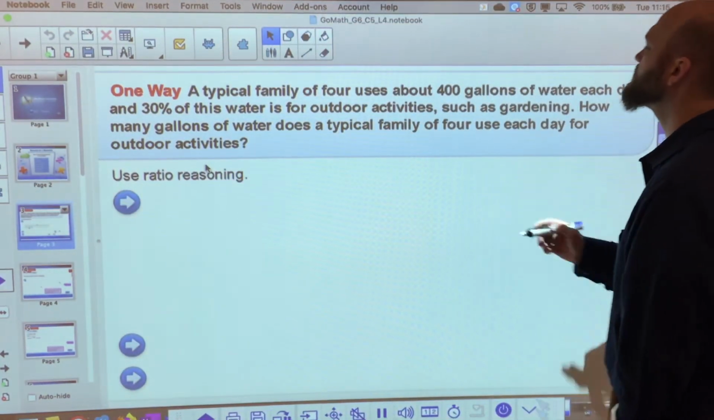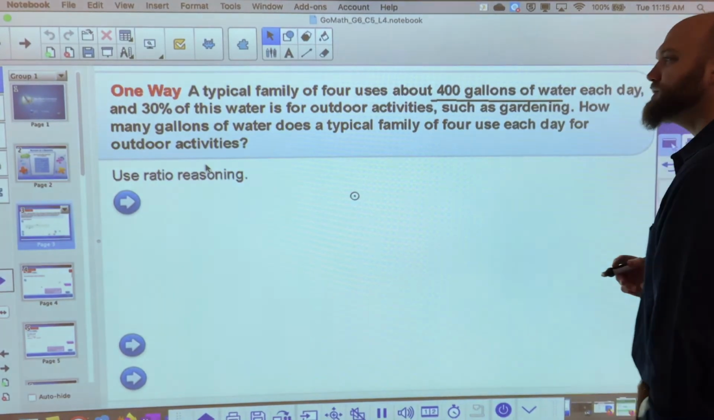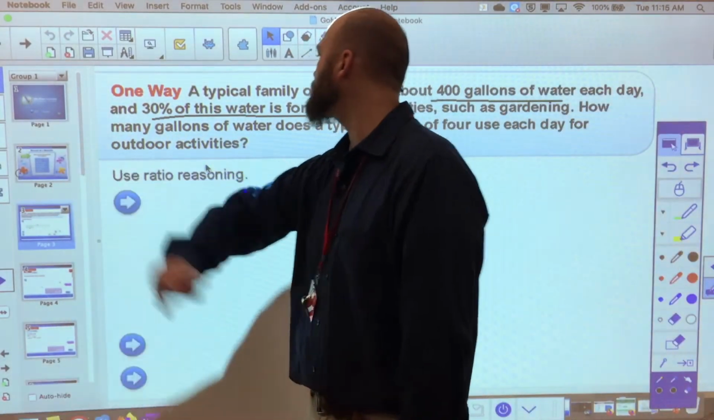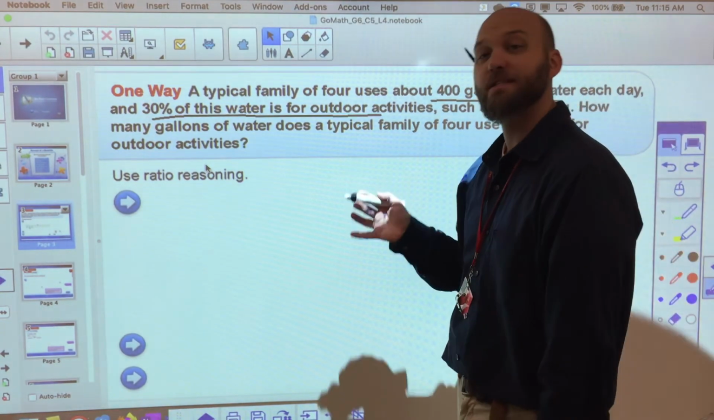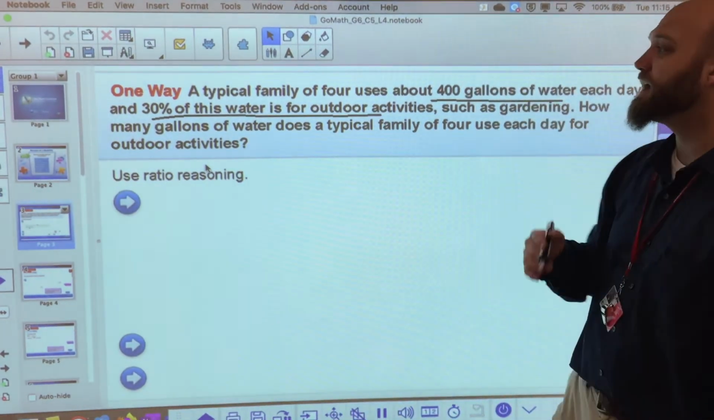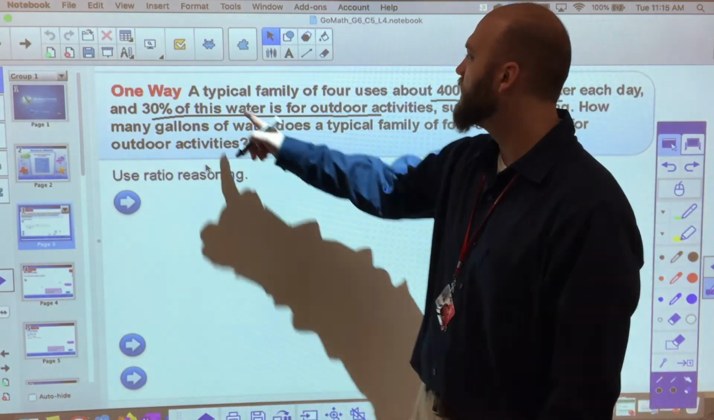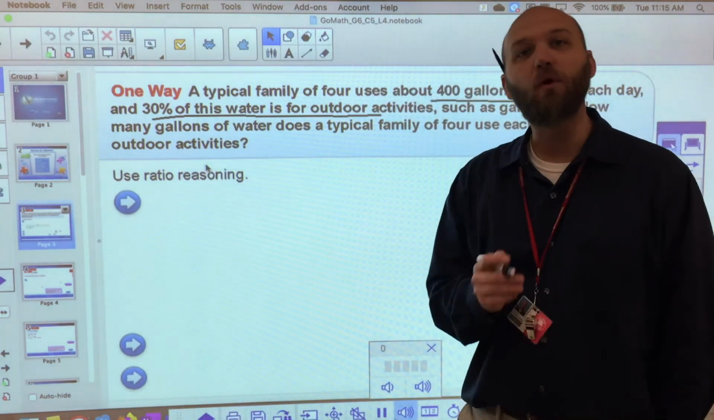A typical family of 4 uses about 400 gallons of water each day. 30% of this water is for outdoor activities such as gardening. How many gallons of water does a typical family of 4 use each day for outdoor activities? So I'm looking for 30% of 400.